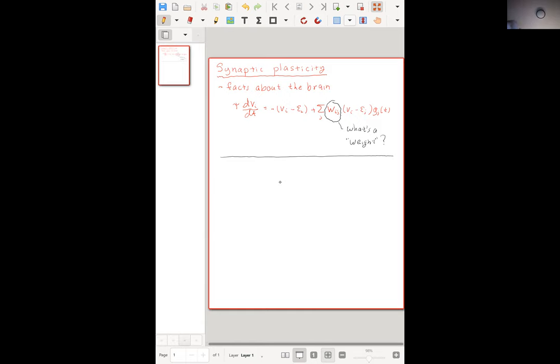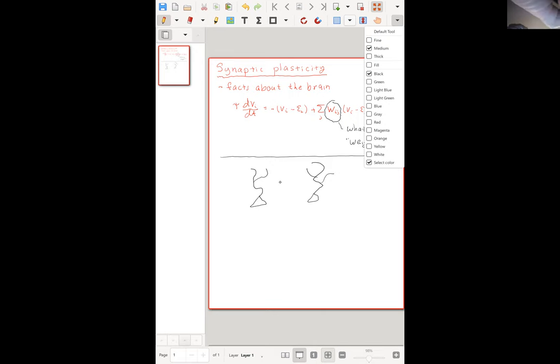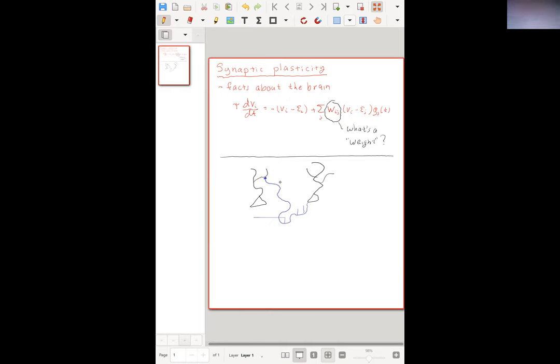So let's actually start with our, okay, this is a picture of a neuron. It's connected to other neurons. And they're connected via some kind of axon. And when this neuron fires, action potentials travel down the axon, and then they get to the other end.